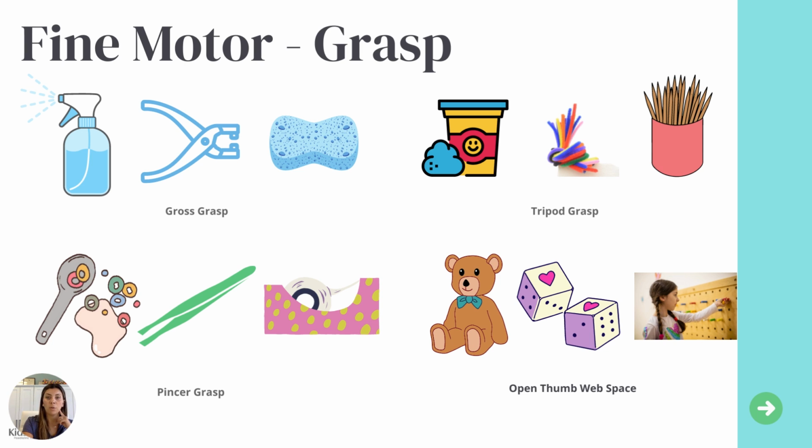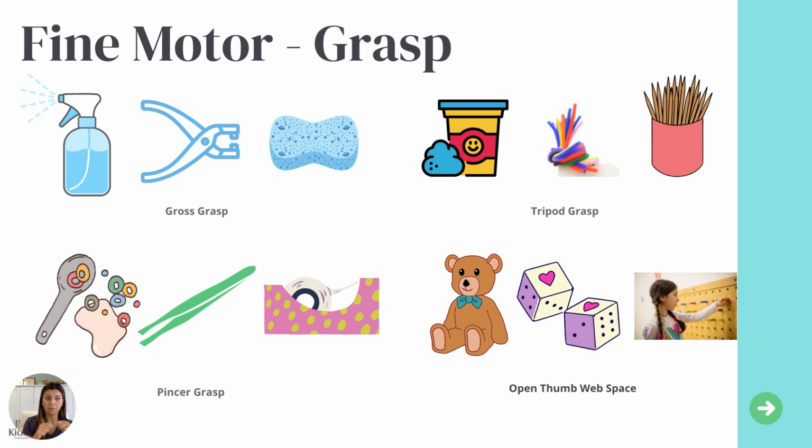And then lastly, we have the open thumb web space. The thumb web space is that space between your thumb and pointer finger that makes an O when you make the OK sign. In order to grasp small items with your thumb and index finger, you need to be able to oppose the tip of your thumb to the tip of your pointer finger. Not only do the tips of the fingers need to touch, but the thumb must rotate at the joint closest to your hand. So we're not just looking at closing it, it's opening it.